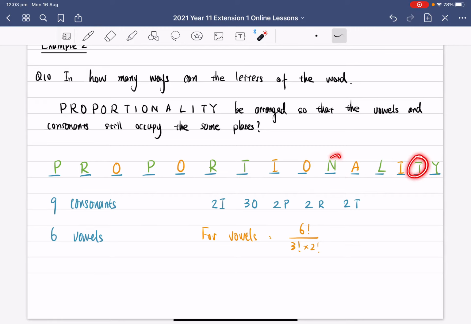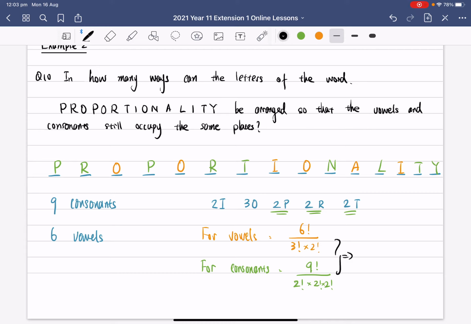So in that case, for the consonants, it's just going to be 9 factorial in total, and we divide it by, for consonants, we'll have 2 lots of P's, so divided by 2 factorial, 2 lots of R's, so that's another 2 factorial, and 2 lots of T's, that's another 2 factorial. Once we have finished this, we multiply these two together to find the final answer, and that should be the answer to the question.